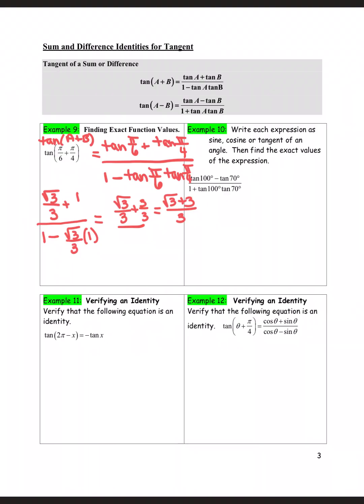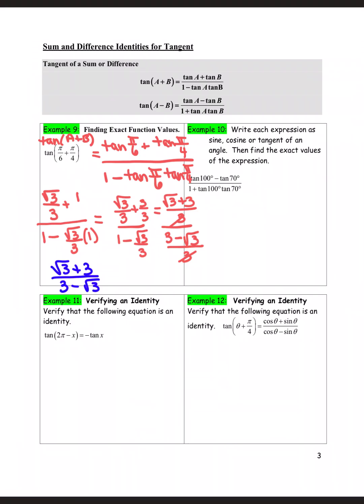And on the denominator, we have 1 minus square root of 3 times 1, which is square root of 3 divided by 3. Once again, getting a denominator of 3 over 3, that will give me 3 minus square root of 3 all over 3. Notice the 3's will cancel out. So my final answer here will be square root of 3 plus 3 divided by 3 minus square root of 3.